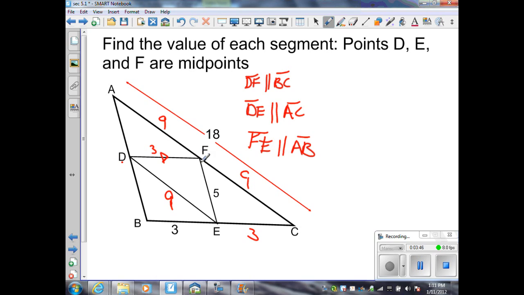I'm given that FE is 5. Therefore, I know that this is half of AB. Therefore, AB must be equal to 10 units. And that AD is 5 units, and DB is 5 units.